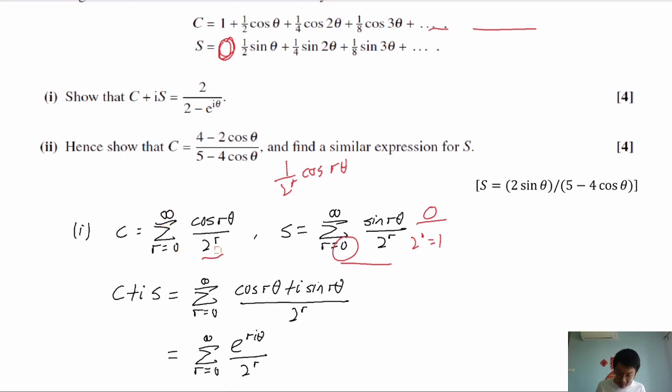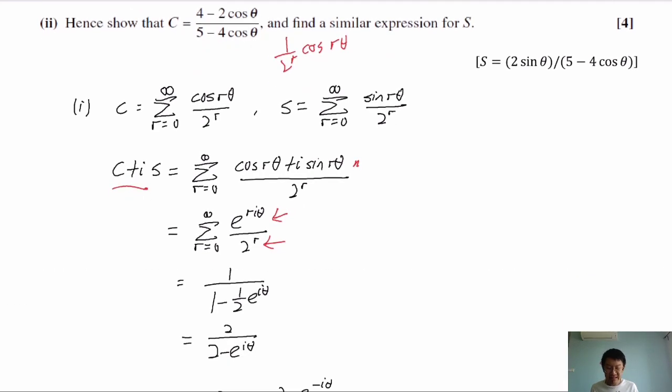After that, we can add C plus iS together. When we add them together, the numerator gives us a complex number, cos rθ plus i sin rθ, which we can write in exponent form. In the exponent form, it will be e^(irθ). And the denominator is still the same, which is 2^r.